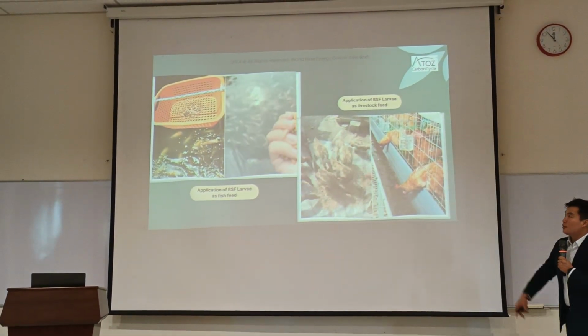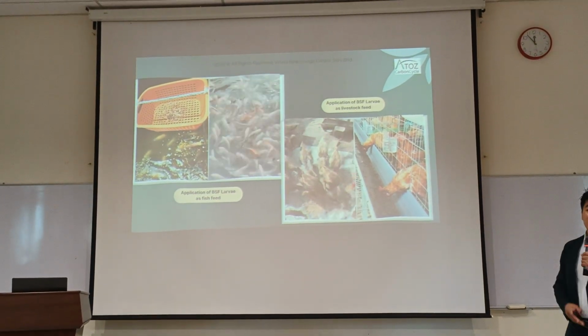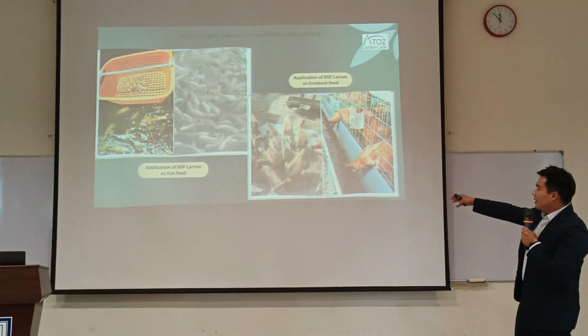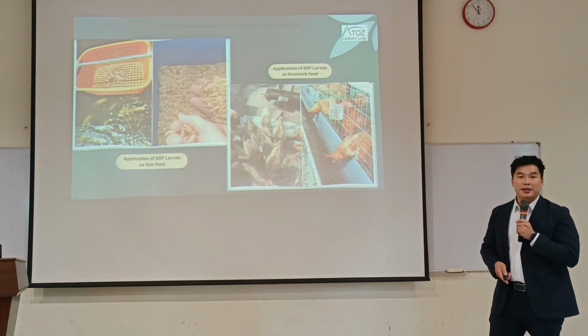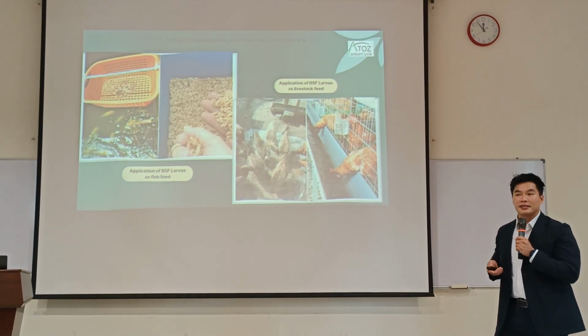Okay, you can see we feed it to the fish. The fish loves it. It's a very high protein, about 46% protein. And then the chicken and ducks, they love it. Because for them, the more high protein means they can grow faster as well.